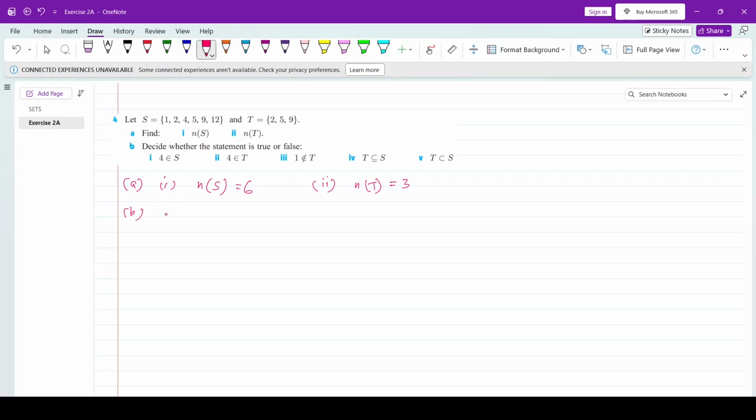Part B. Decide whether the statement is true or false. 4 is an element of S. Now, can we see 4 in S? Yes, we can. Therefore, this statement is true. 4 is an element of T. Now, can we see 4 in T? No, we cannot. That means this statement is false.